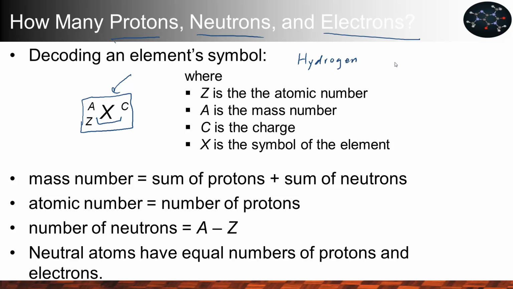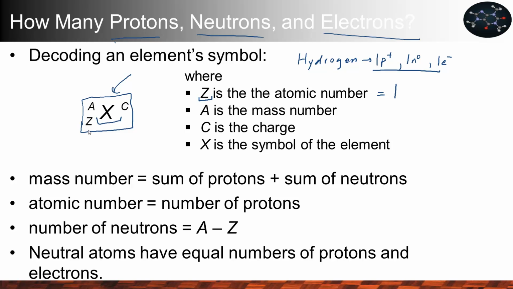Let's look at one that has 1 proton, because that's our only choice, right? Because it's hydrogen. We look in the periodic table, its atomic number is 1. Let's say that this particular one has 1 neutron and 1 electron. Okay, so 1 of each. Z is the atomic number. That's the number of protons, so that's 1.